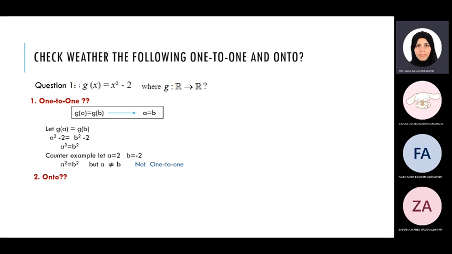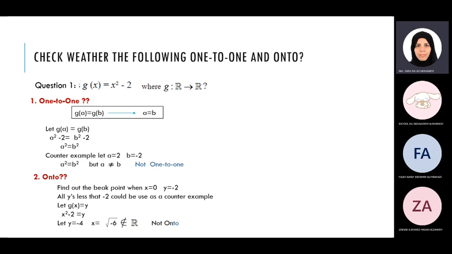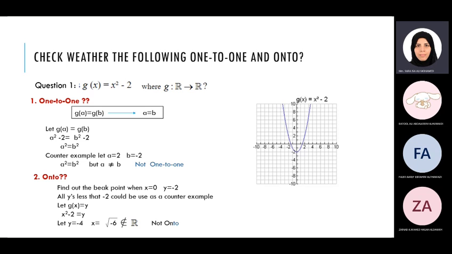Is it onto? We know that the drawing of x square minus 2 has a peaking point. The peaking point is when x is equal to 0. What is the value of y? When x is equal to 0, the value of y is equal to minus 2. If you look over the drawing here, it will be the intersection with the y-axis. When y equals minus 2, x will be equal to 0. Your drawing will be something like that.